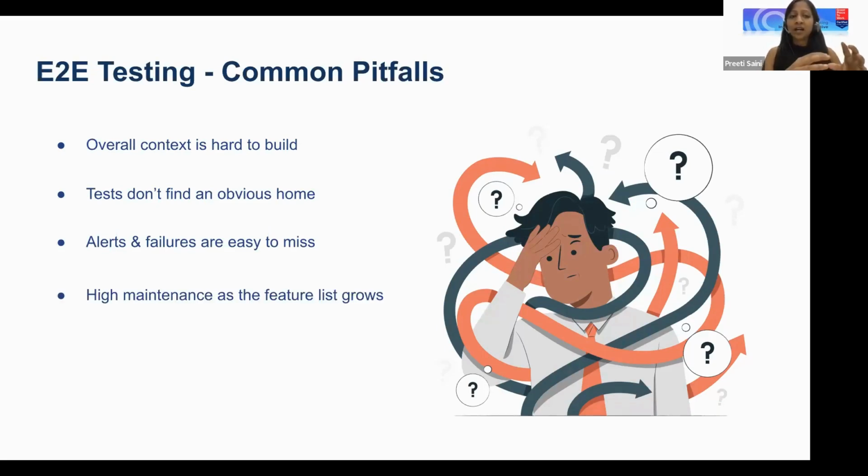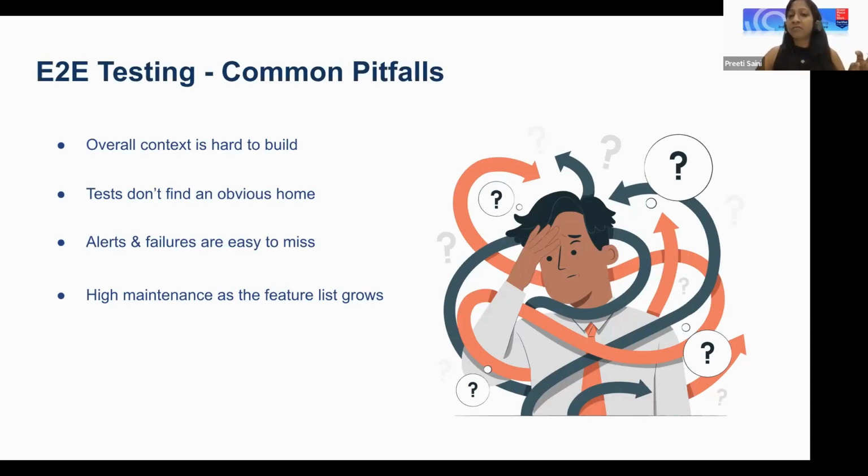The next is that there is high maintenance involved for these end-to-end tests when the feature grows. Depending on the number of microservices you have in your platform, your user journeys are going to get complex with each release, with each capability or feature added to your platform. And what we have seen is the tests grow in complexity, and hence the maintenance also grows, because if the test becomes complex, it becomes easier for the test to become flaky.